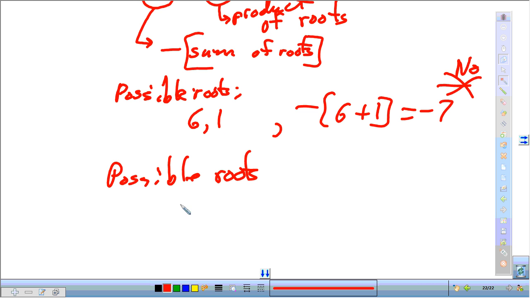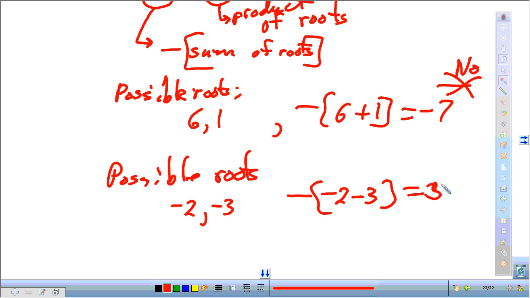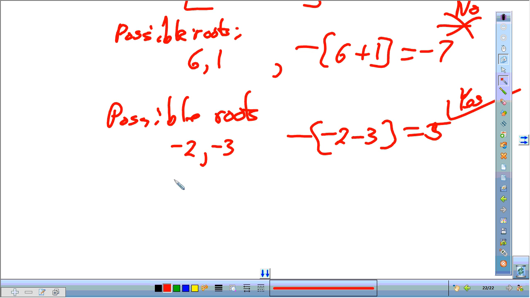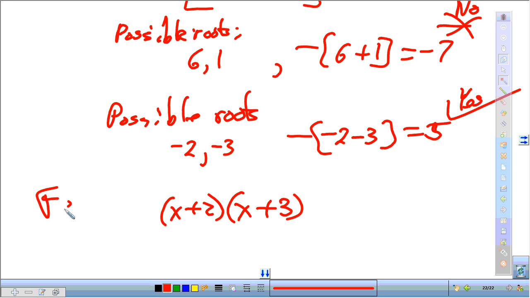So here I took two pluses to get plus 6. I could take negatives, but they would have to both be negative to give me 6. Now, if I take minus 2 and minus 3, add them together, change the sign, oh, I get the 5. So I found a factorization. So the factors would be x plus 2 and x plus 3. So I just considered factors of 6. Do they add up to 5?